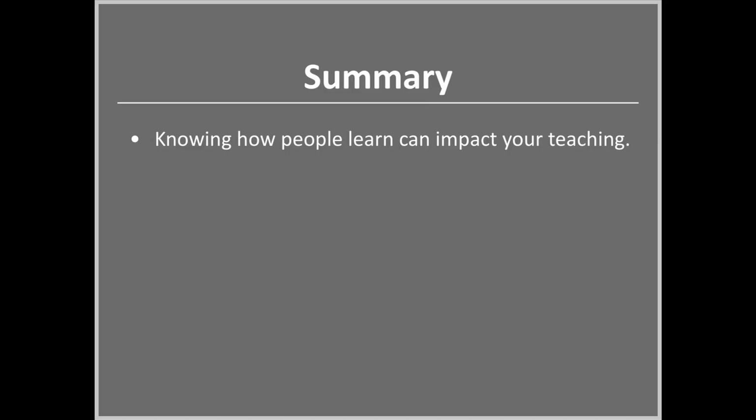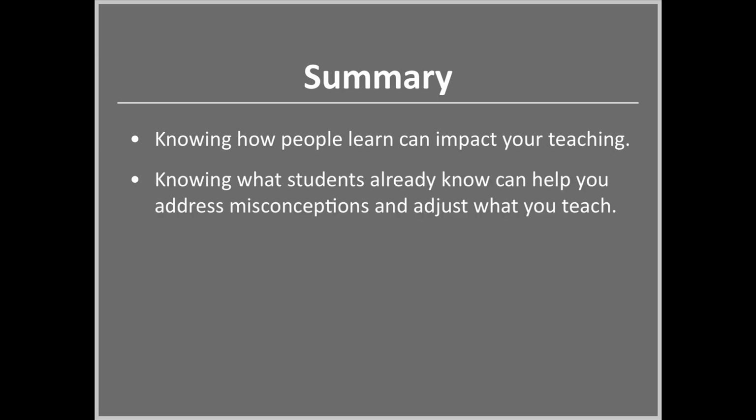In this session, we discussed strategies for implementing learning science research findings to improve our teaching and increase student understanding. Specifically, we discussed how understanding how people learn can allow us to support our students' ability to construct meaning. We also discussed how prior knowledge is the most important factor for how and what students learn. Knowing what our students already know allows us to adjust our teaching and address misconceptions more effectively.